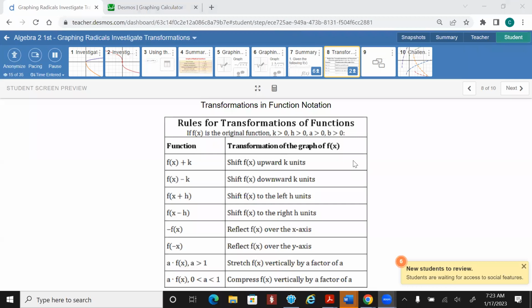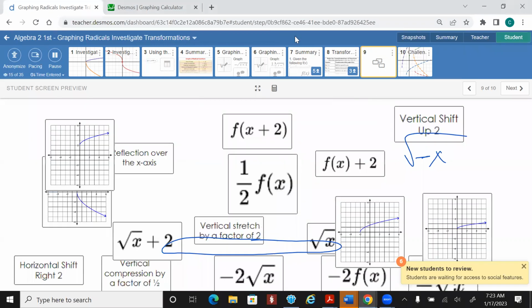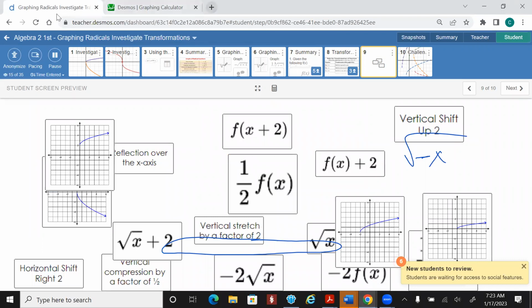Again, here's just kind of like rules for the transformations. We've already seen this, so no big deal. If there's a reflection across the y-axis, you're going to take the x that's inside the radical and make it negative. You don't run into this that often, but sometimes it'll happen. That's just one of those little random things. All right, so we're going to go ahead and jump into the lesson for today.